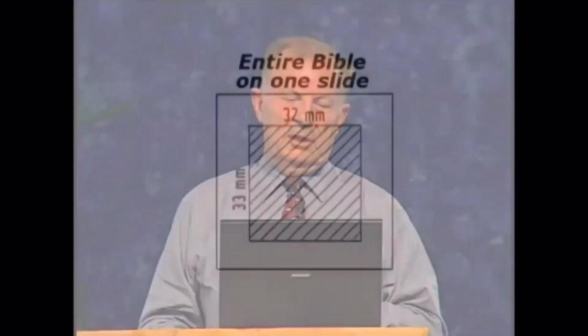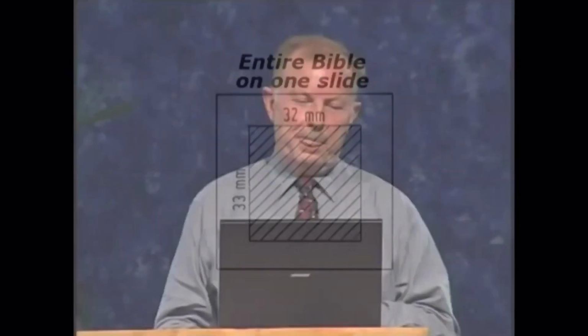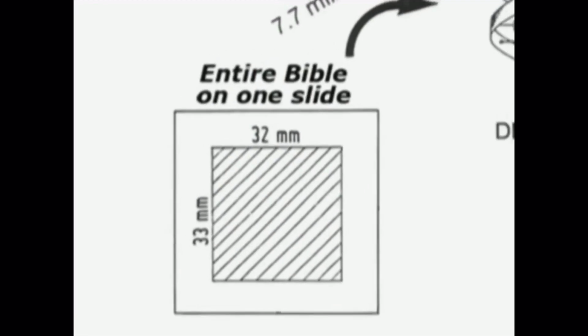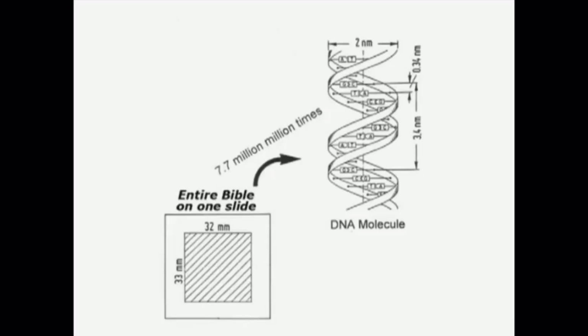Another example: I have a very small Bible. Yesterday I said my heaviest Bible is 11 kilograms. My smallest Bible is only a slide, and this slide contains the complete Bible. I have compared the density of information of this slide with the density of information in the DNA molecule. And we see on this picture, in the DNA molecule, the information is 7.7 million times more dense. So it is a very high density of information.